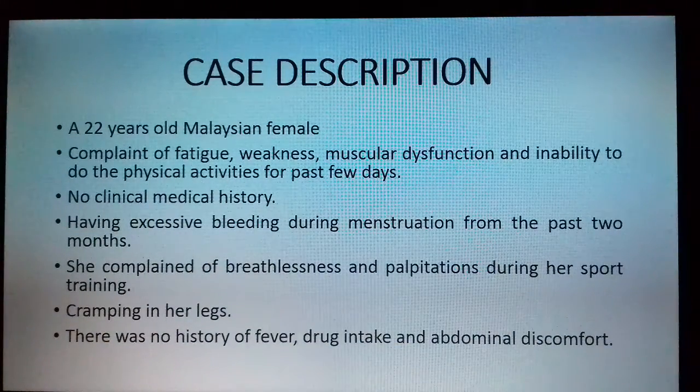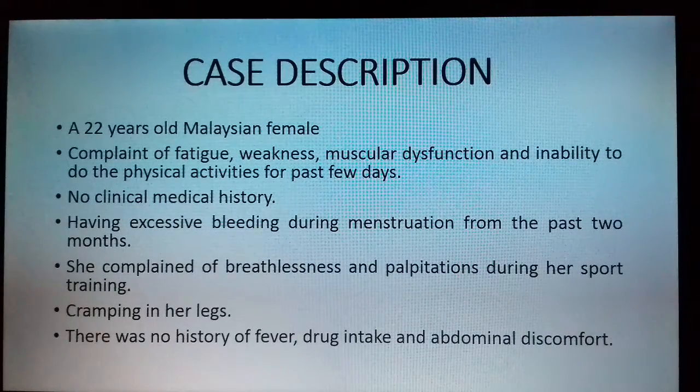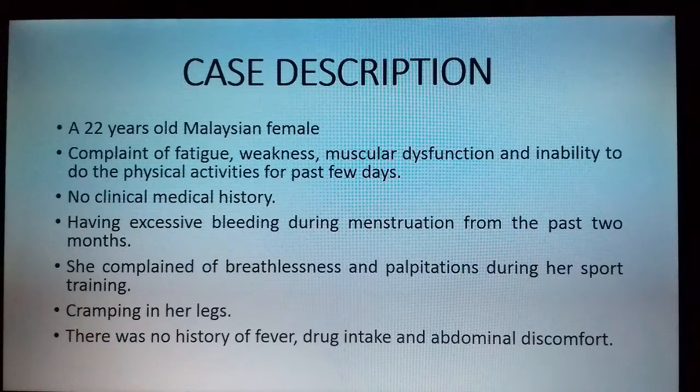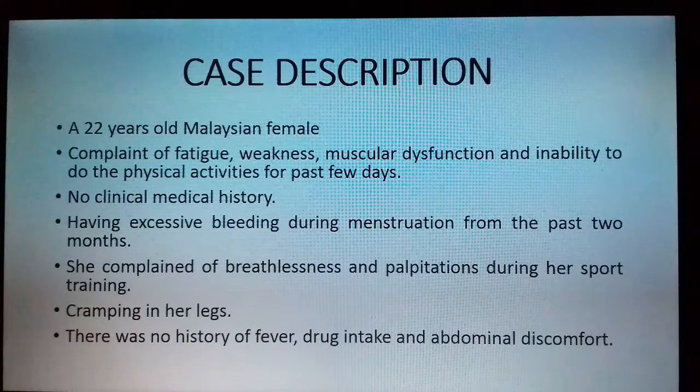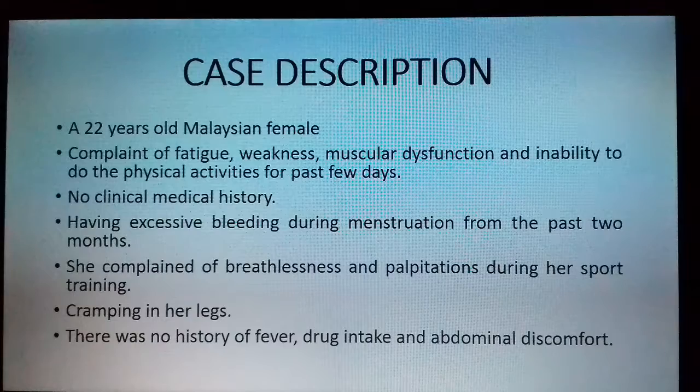Case description. A 22 years old female Malaysian is presented to the hospital. She complained of fatigue, weakness, muscular dysfunction, and inability to do the physical activities for past few days. There was no clinical medical history. On further questioning, she complained of having excessive bleeding during menstruation from the past 2 months. She also complained of breathlessness and palpitations during her sport training and cramping in her legs. There was no history of fever, drug intake, and abdominal discomfort.